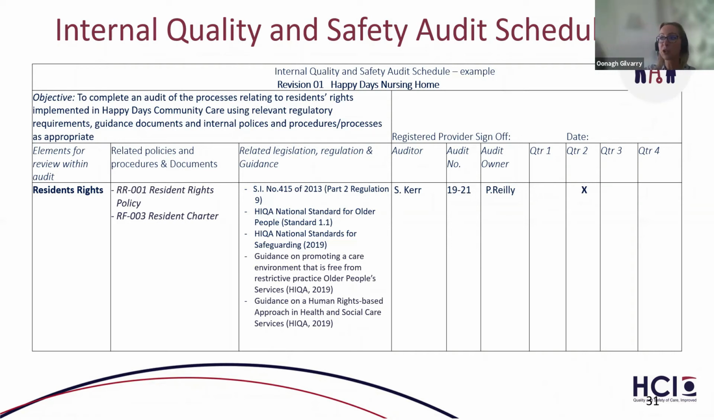Here I've detailed the auditor, an individual audit number, an audit owner, and then in this case, I've divided it up into quarters. You can divide it up into months or whatever the case may be, but this just gives flexibility of 3 months that you must complete that audit within that quarter. So this is just an idea to look at.